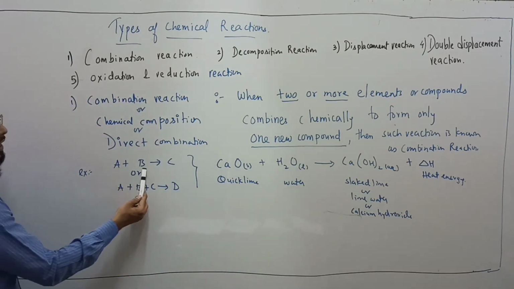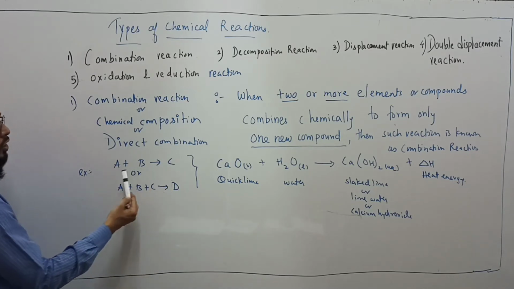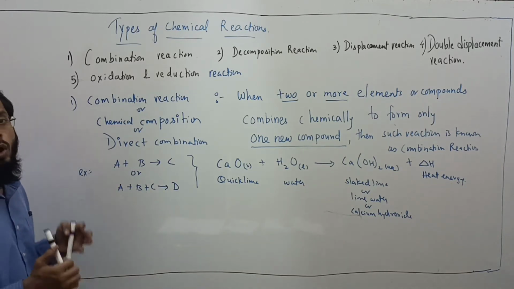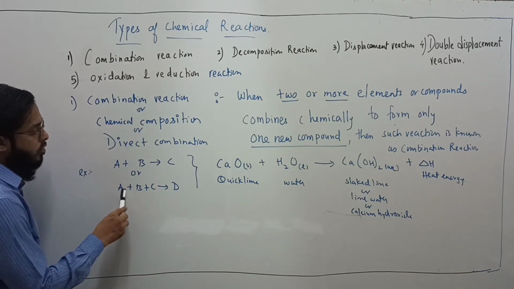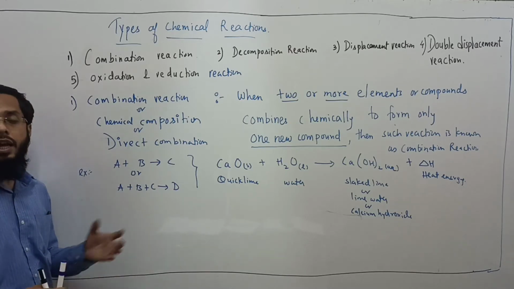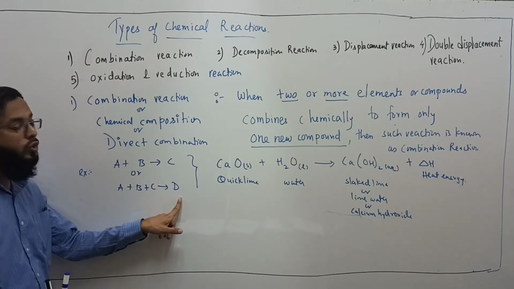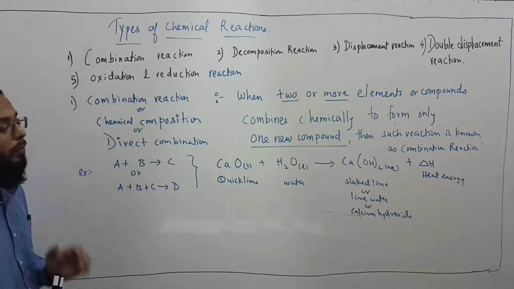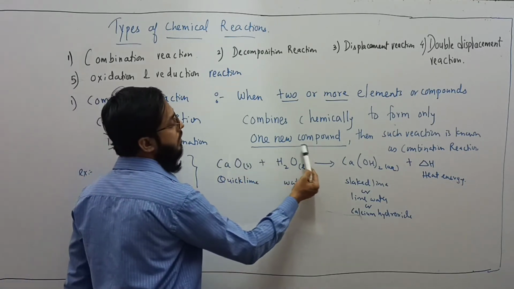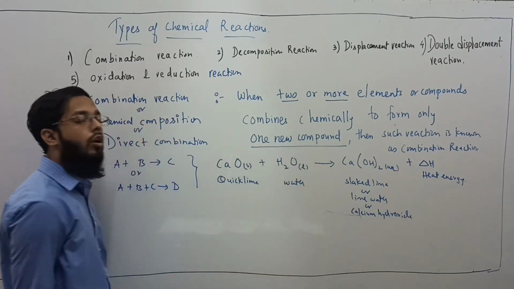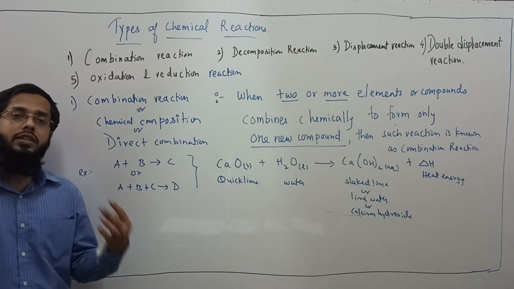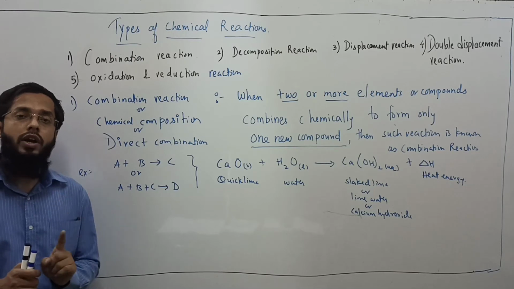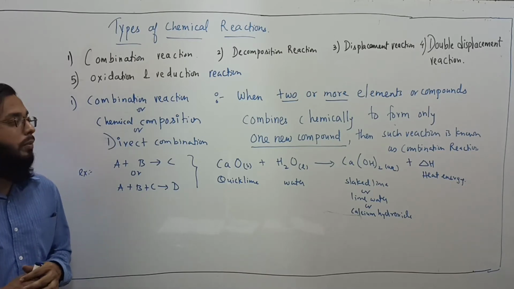For example, A plus B gives C as a product. So you can see there are two reactants and only one product. Such kind of reaction is known as combination reaction. Or it can be two or more also: A plus B plus C. It can be three or four reactants, but the product should always be one product. And such kind of reaction is known as combination reaction. That's why I have underlined this one new compound. When two or more elements or compounds react chemically or combine chemically and form only one new compound, then the reaction is known as combination reaction.